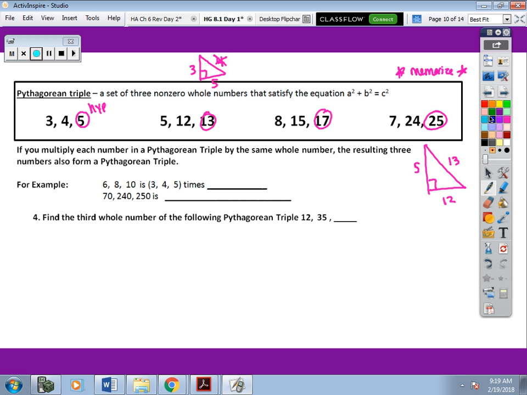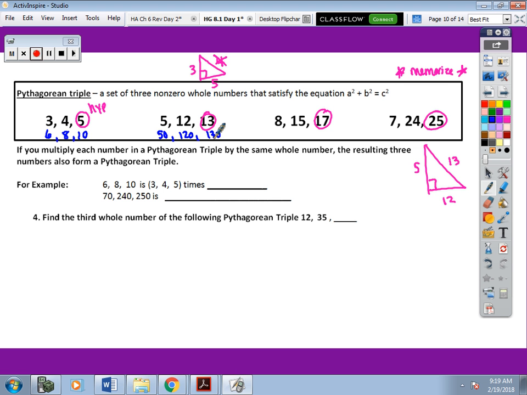Now, you can come up with infinitely many more of these if you multiply each of them by a constant number. So you could multiply all of these by 2 and get a 6, 8, 10. That's another triple. You could take each of these and multiply them by 10. 50, 120, 130. That's another triple. You could do this forever and ever with as many numbers as you want. But these are the bases, the most common Pythagorean triples you're going to see.